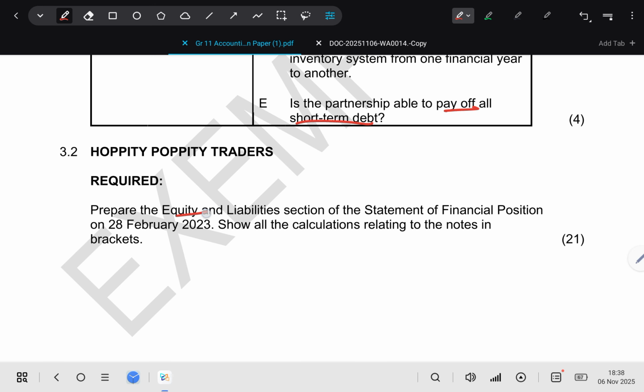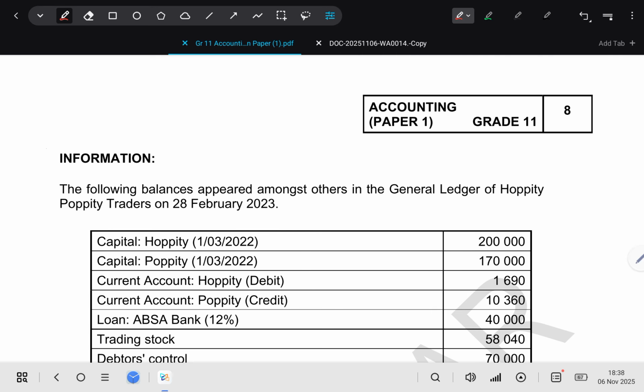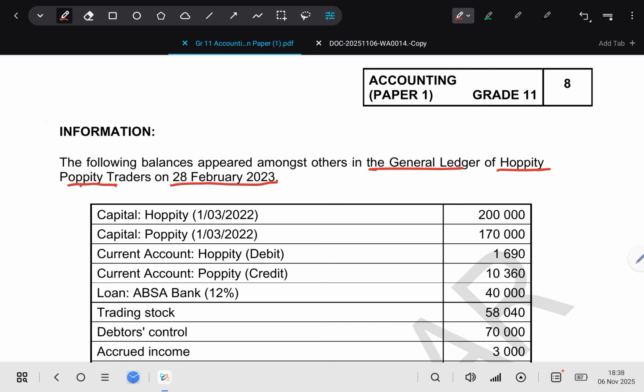Here they're saying prepare the equity and liability section of the statement of financial position on 28 February 2023. Show all calculations related to the notes in brackets. So it means that if the examiner has not required you to do the notes, you are supposed to show the calculations in brackets. So here we go. These are the balances that appeared, among others, in the general ledger of HOPT Traders on 28 February 2023. So this is our closing.